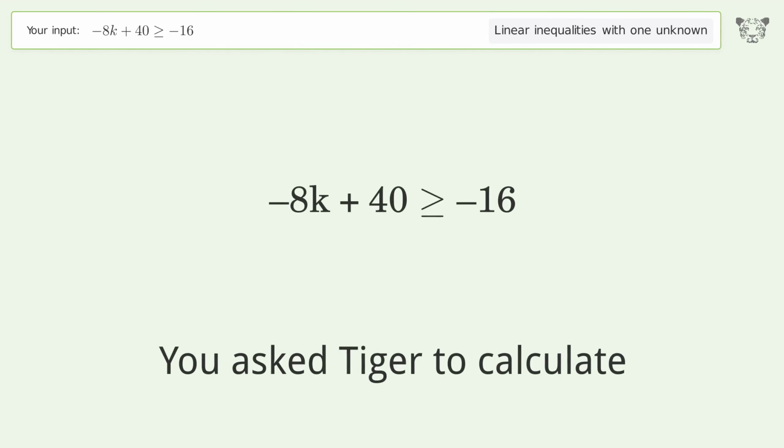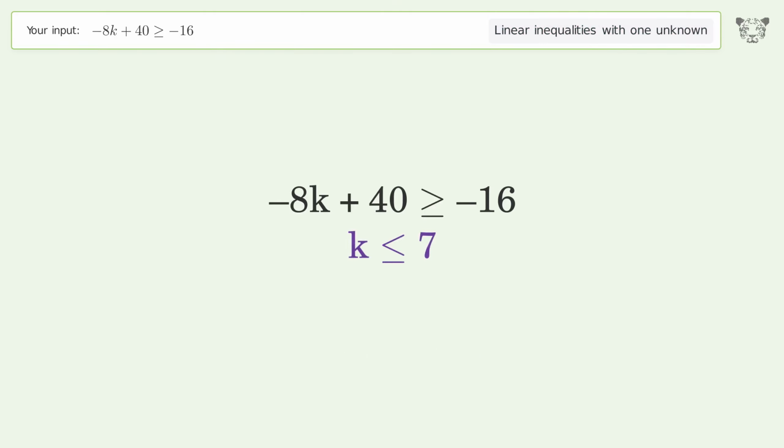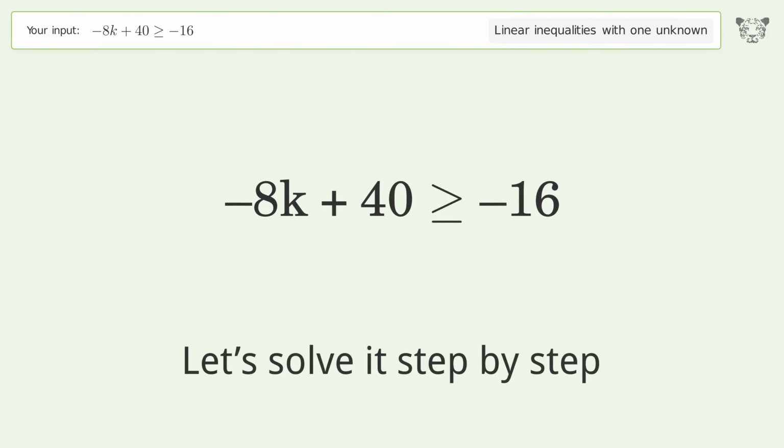You ask Tiger to calculate. This deals with linear inequalities with one unknown. The final result is k equal or smaller than 7. Let's solve it step by step.